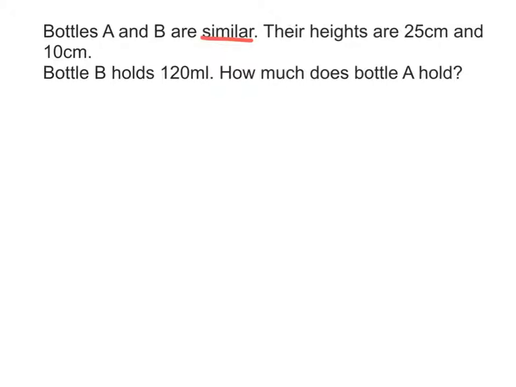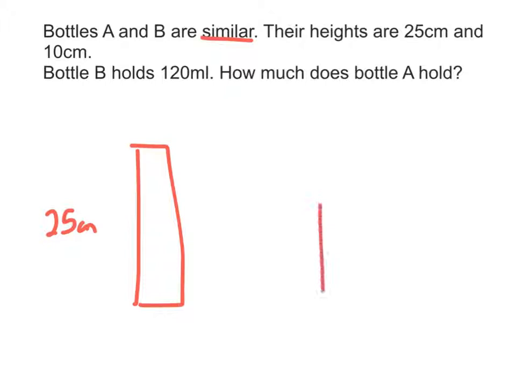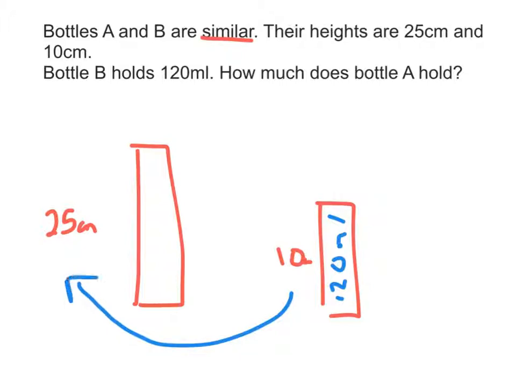Here's bottle A, and it says its height is 25 centimeters. So there's my bottle, beautifully drawn. And here's my other bottle of 10 centimeters. And it says bottle B holds 120 milliliters. Remember your volume, milliliters is cubed. That's going to be very useful. So to go from here to here, we must have times by something.